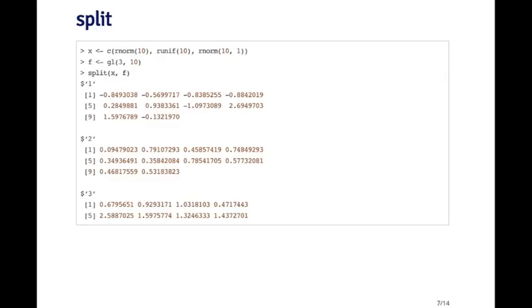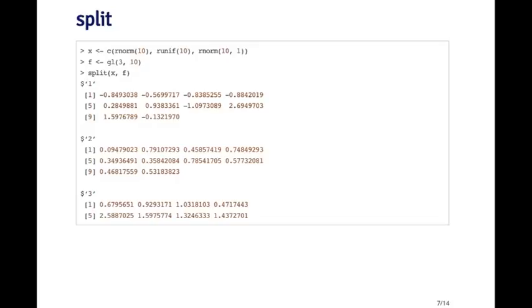So here is a simple example similar to what I had before with the tapply example. I've simulated 10 normal random variables with mean 0, 10 uniforms, and 10 normals with mean 1. And I'm creating my factor variable here. And now I'm just going to split the vector into 3 parts because the factor variable has 3 levels. So now you can see when I split the x vector, I get a list back, and the first element is 10 normals, the second element is 10 uniforms, and the third element, which gets a little cut off here, is 10 normals again. So that's what the split function does.